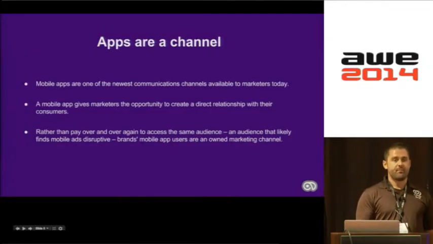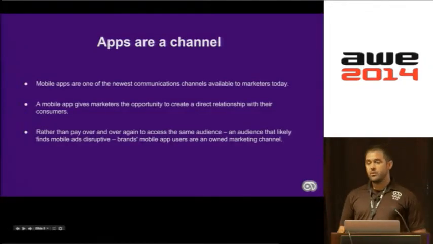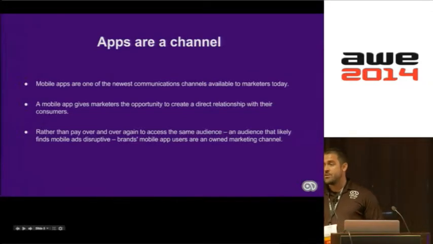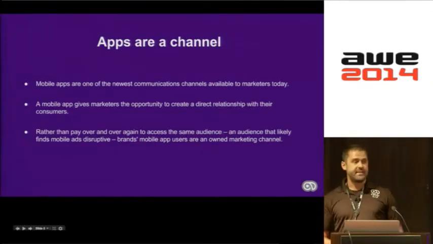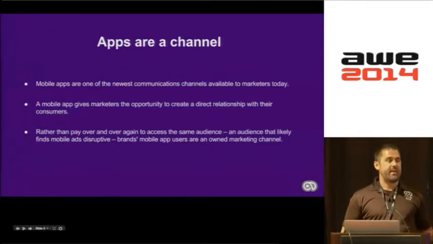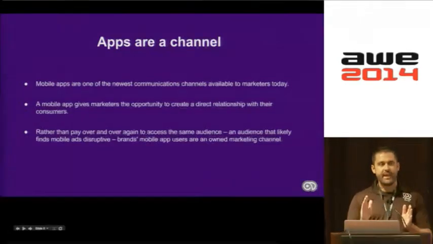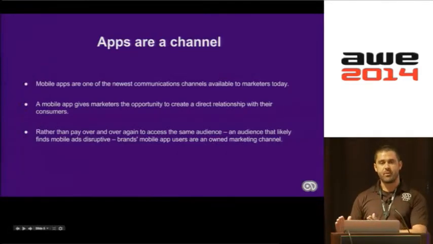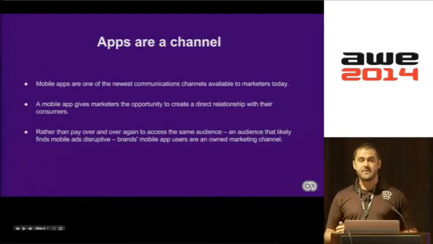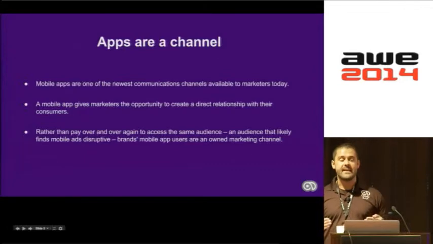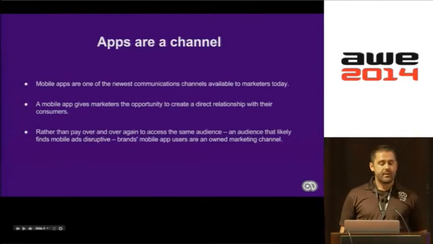Apps are a channel. When you go to the app store, you look for your favorite app, similar to how when you turn your TV on, you go to your favorite TV station. What we've actually found is that when you can name an app that specifically caters to a community for a certain purpose, we can get the app user to come back to that app again and again because they're interested in that channel. A mobile app gives marketers the opportunity to create direct relationships with their consumers.